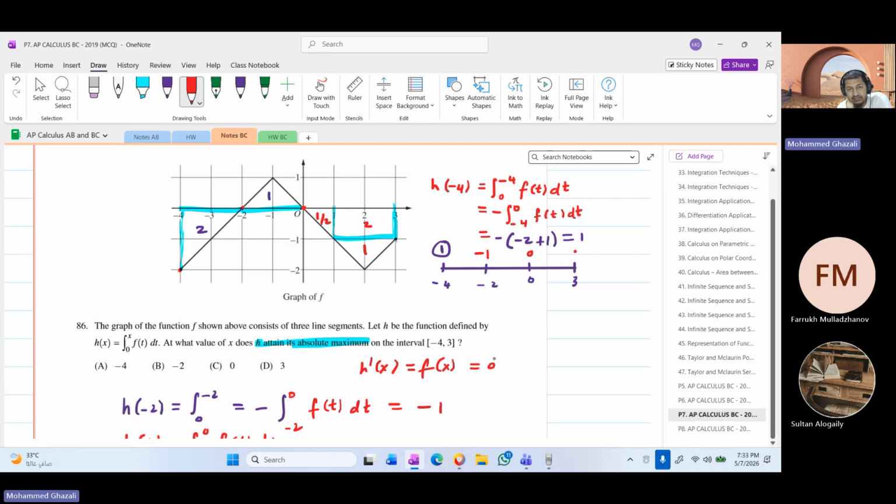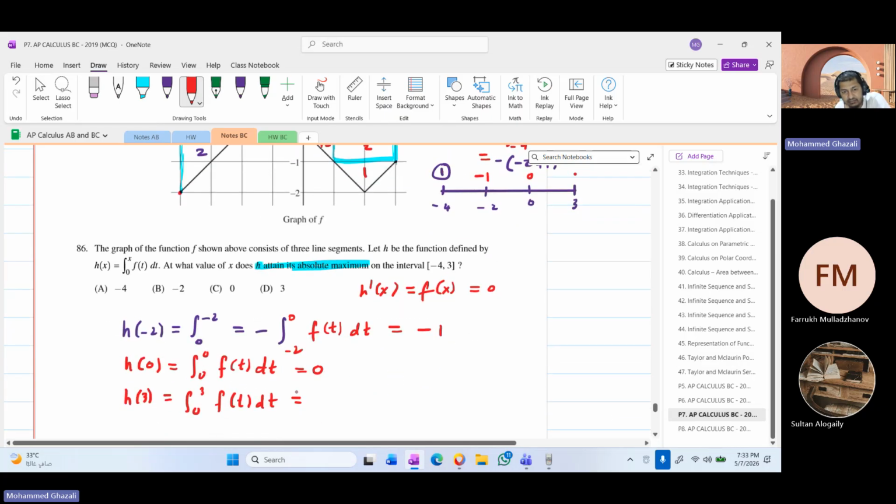Is that correct? Wait a second. Yeah, 1 times 1 over 2 times 1. Yeah, 1 over 2. So altogether you get 3.5. But below that, because it is below the x-axis, it's going to be negative 3.5. Be careful.